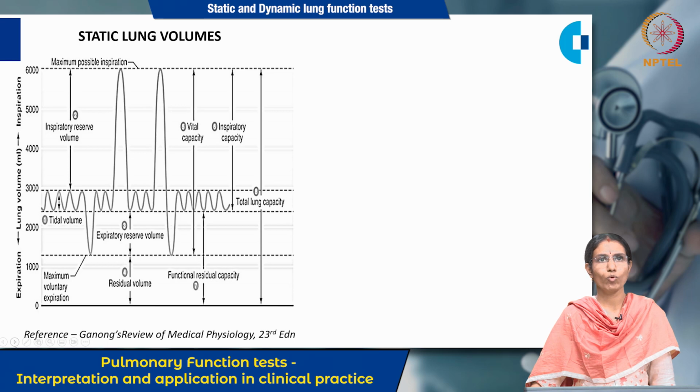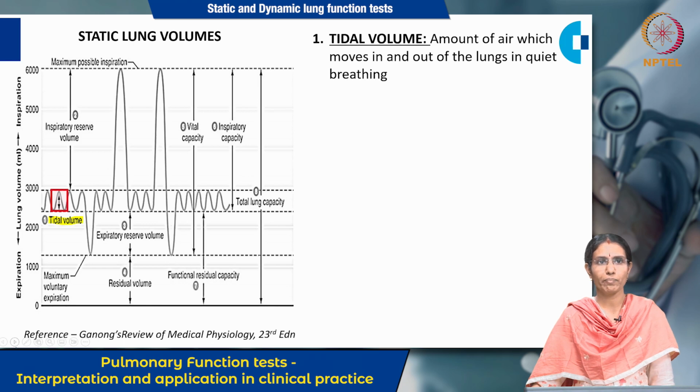The static lung volumes, let's see about the 4 important volumes first. Tidal volume. What is tidal volume? The person inspires and expires through the mouthpiece with the nose clip on during normal quiet breathing. Normal inspiration followed by a normal expiration. The graph you obtain is the tidal volume. So tidal volume refers to the amount of air which moves in and out of the lungs in quiet breathing.